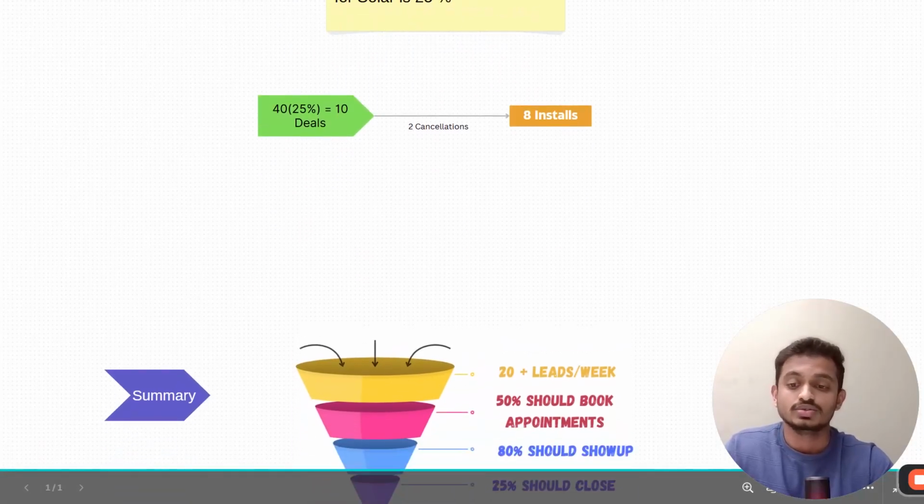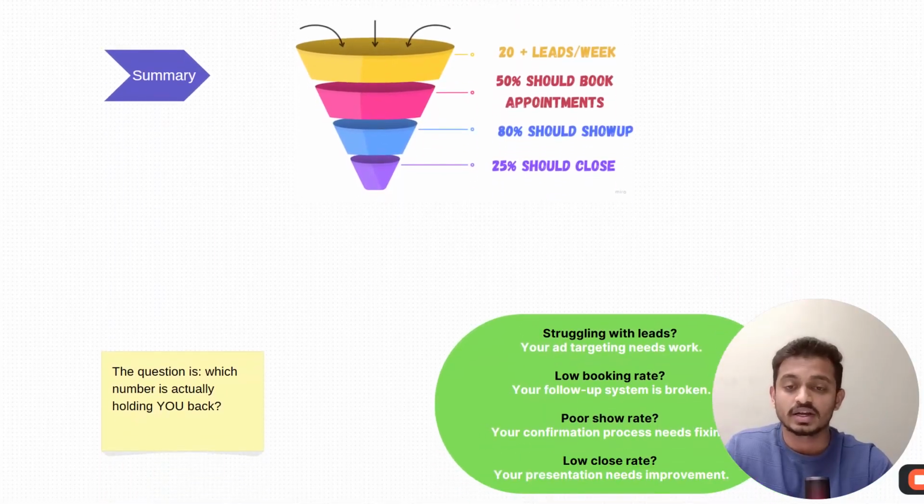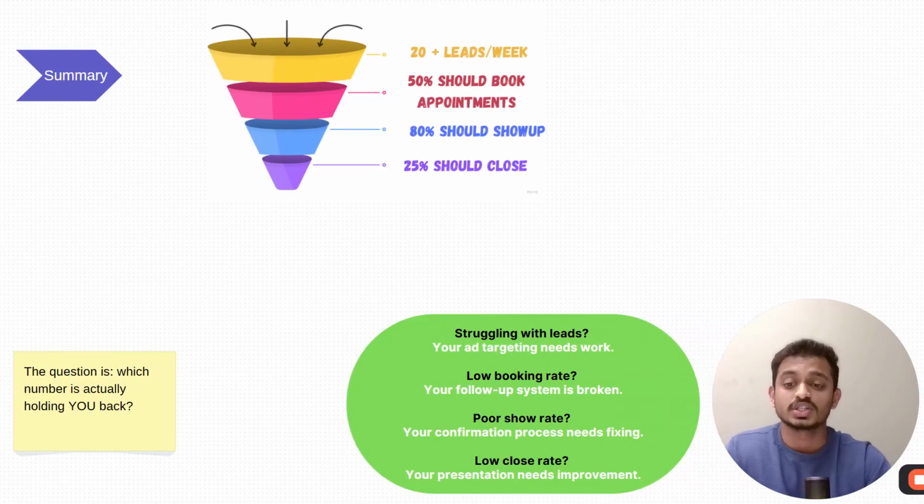So to summarize this, all you need to do is track the data and compare it to the standard. So if you're able to get 20 plus leads per week, that is decent and healthy at the moment, but do not settle for this. From these, you should be able to book at least 50% into booked appointments. And from the 50% booked appointments, at least 80% should show up. And from the 80%, you should be able to close at least 25%. The question is, which number is actually holding you back?